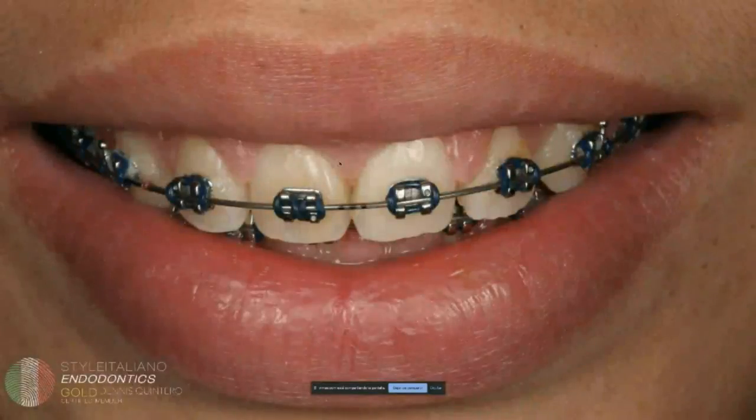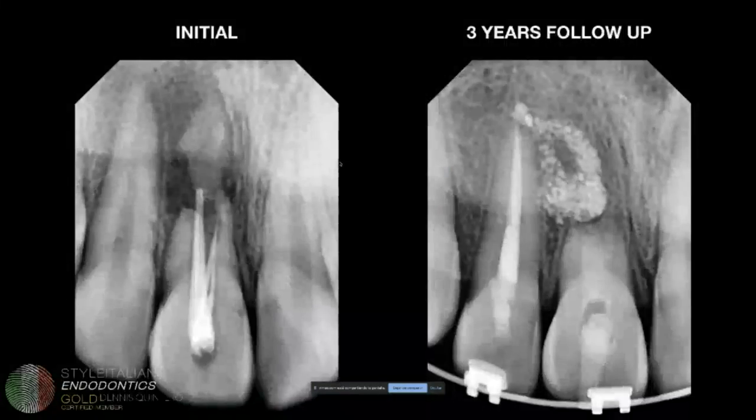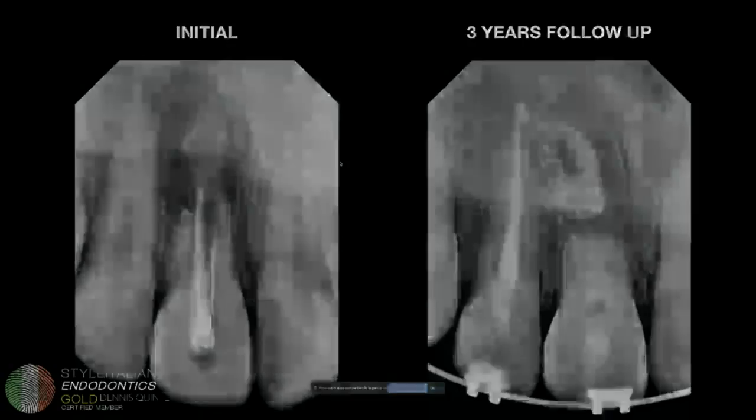And this is how the patient looks nowadays. He only has about 4 months with ortho. But the good thing is that this case has 3 years follow-up right now, okay? And this tooth has no mobility. You can see a little of the bone that we placed. You can see the lesion is completely healed. And this is how we manage this case, okay?